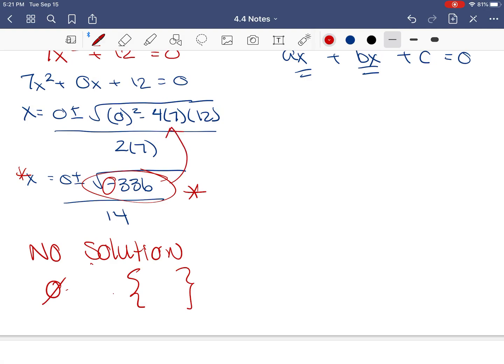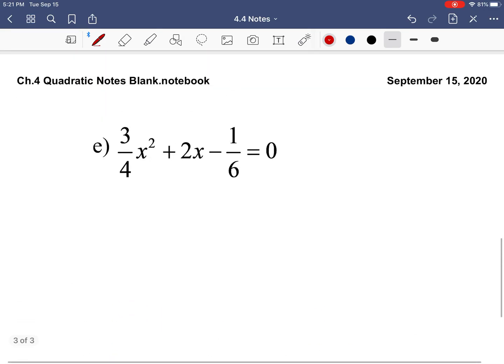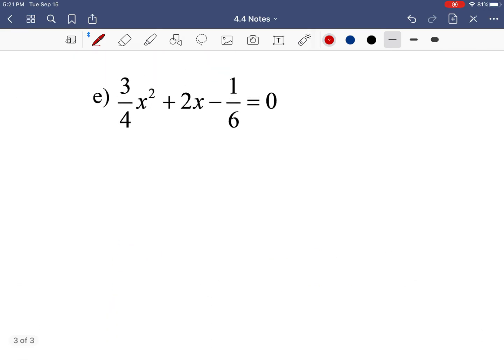When you get a negative in your answer, typically, honestly, check up here and see if you lost a negative first. So rather than going, oh, I'm done, if you're on a quiz or a test, check for that little mistake. Okay, and our last example.